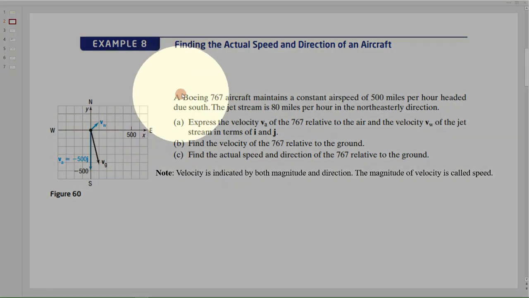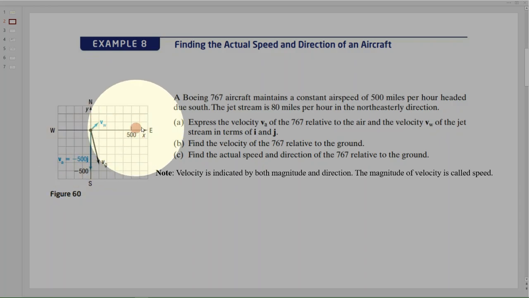Okay, so in this example here, we're going to find speed and direction of an aircraft. Now, velocity is indicated by both the magnitude and the direction, and the magnitude of velocity is called speed. Okay, so if we're doing 500 miles per hour due south, then that's on the y-axis, so we're going to take that j component, and since our start point is the origin, we're going directly south, so we're just going to take negative 500 times the unit j in the y direction.